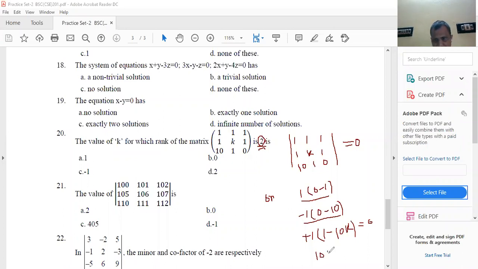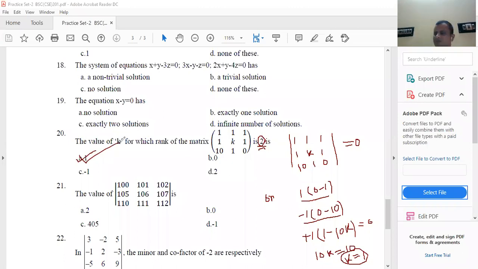10k equals 10, so the value of k becomes 1. If we consider k is equal to 1, then the value of the determinant becomes 0. Since the value of the determinant becomes 0, the rank of the matrix should be less than 3. We can consider that the rank of the matrix is 2. For that reason, this one should be the correct answer.